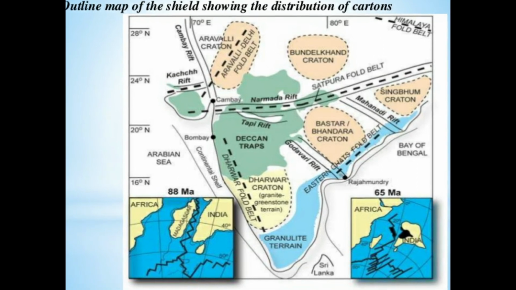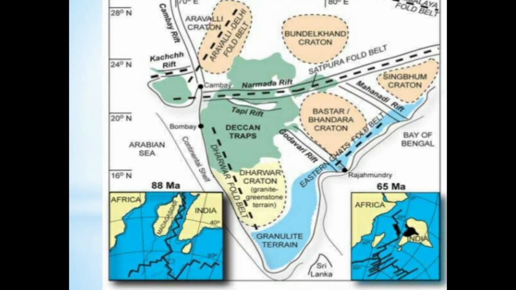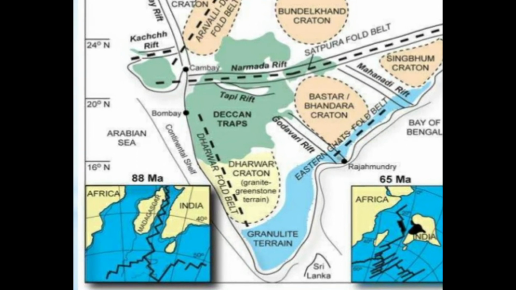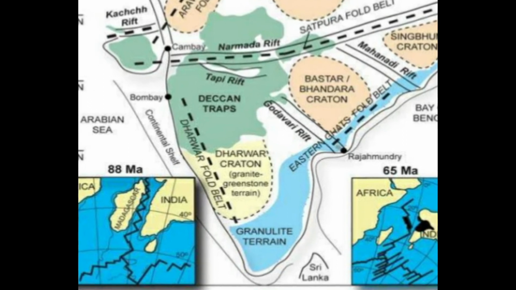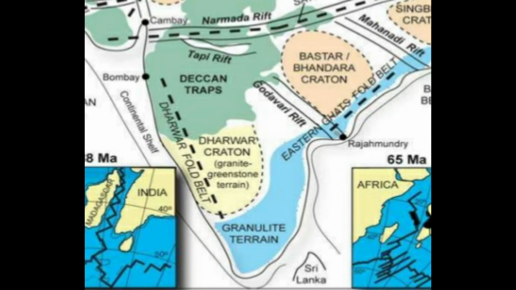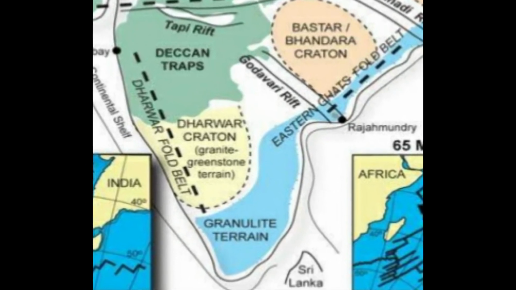First, let's discuss the Dharwar supergroup. Archean rocks of South India are called the Dharwar supergroup. They are best developed in Karnataka and adjoining states. At the north, it has Deccan Traps, and in the east, it has the Eastern Ghat Mobile Belt. Similarly, in the south, it has the southern granitic terrain, and in the west, of course, it has the Arabian Sea.